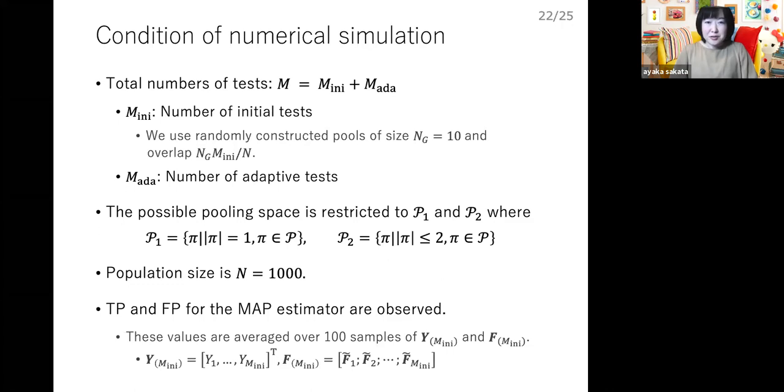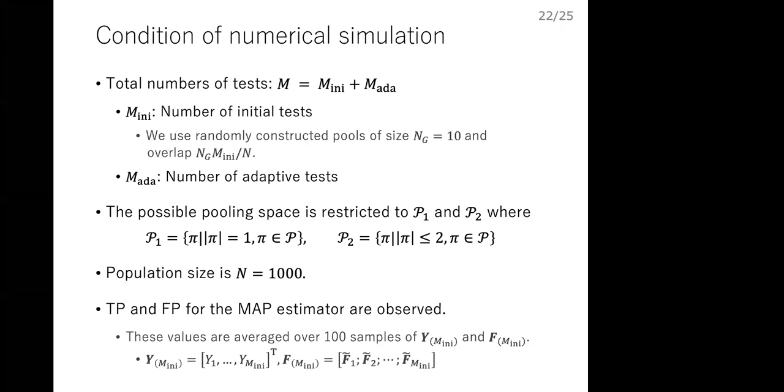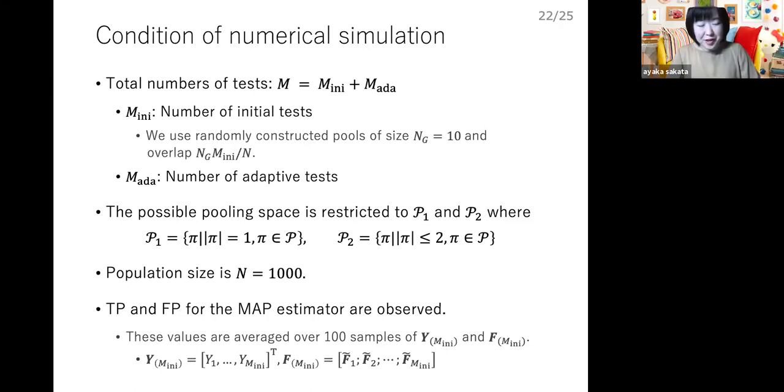So I cannot compare the result to the information theoretic bound, but as discussed in your paper, the BP algorithm cannot achieve the information theoretic bound even when the pooling matrix is fixed. So I'm not sure the active method can achieve the information theoretic bound.